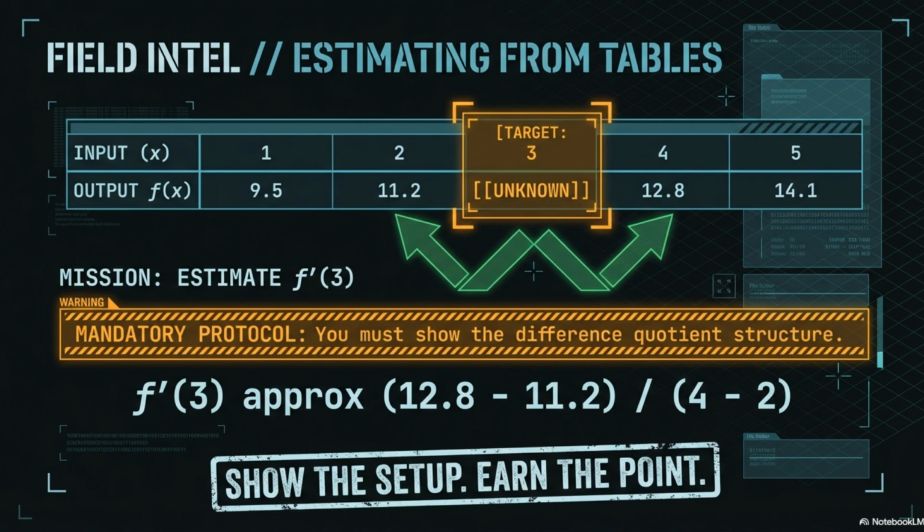Field intel, estimating from tables. If command asks you to estimate f prime of 3 from a data table, you bracket the target using the closest surrounding inputs, in this case, 2 and 4. Mandatory protocol. You must write out the uncalculated difference quotient structure, like (12.8 minus 11.2) divided by (4 minus 2). Show the setup to earn the point.